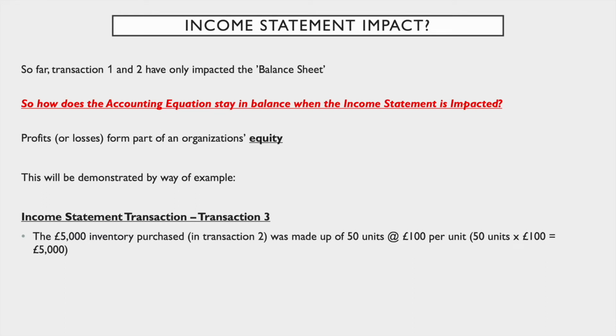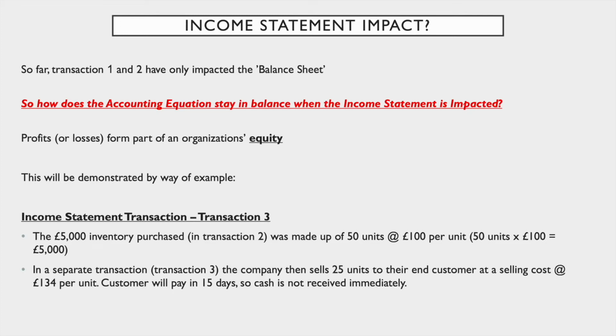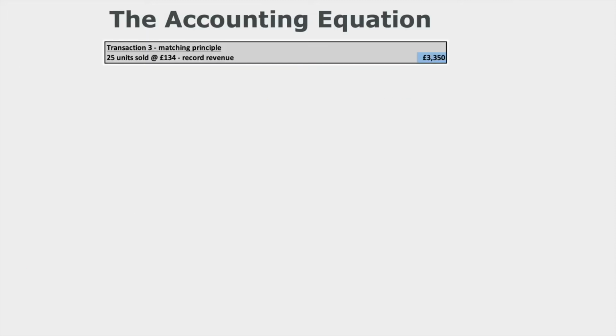Just as a recap, in transaction 2 we bought 50 units at £100, so that gives us our £5,000 of inventory. Transaction 3 then, the company sells 25 units at a selling price of £134 per unit, and in this case the customer is going to pay the company in 15 days' time, so that cash has not been received immediately. Just be aware that the accruals concept is coming into play here. So quite simply, we've got 25 units at £134. Summing that up, £3,350 is the revenue to be recognised in terms of a sale being made. A revenue or sale can be used interchangeably, and that will impact the income statement.